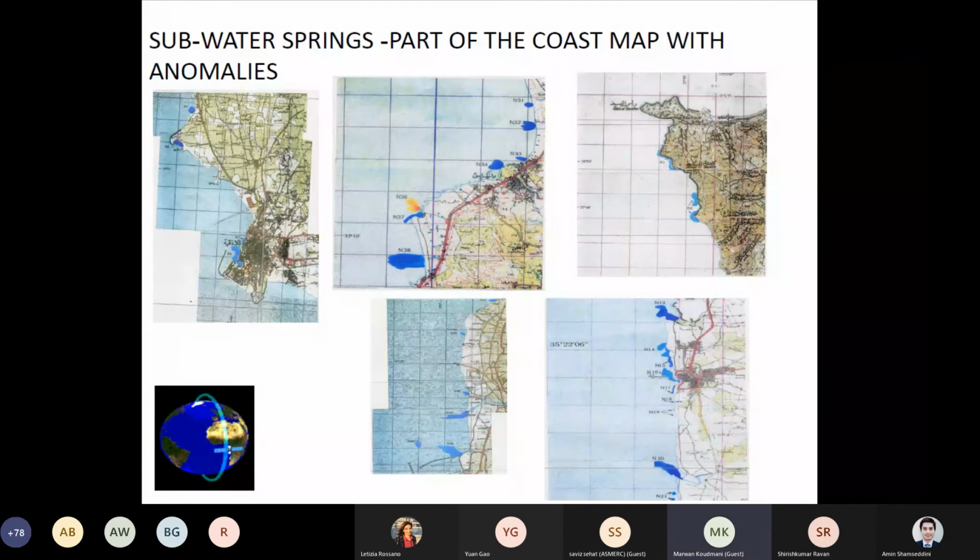And we had submarine springs with fresh water along the Syrian and Lebanese coast, and we have 58 springs with fresh water in the sea, with a discharge of 500 million cubic meters to 1,000 million cubic meters.